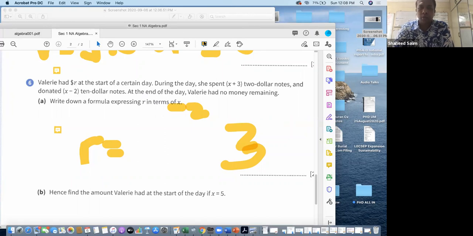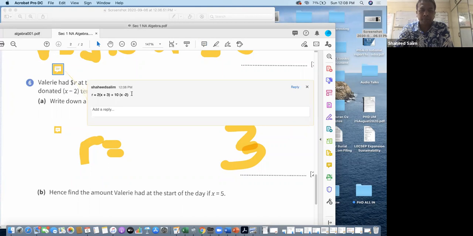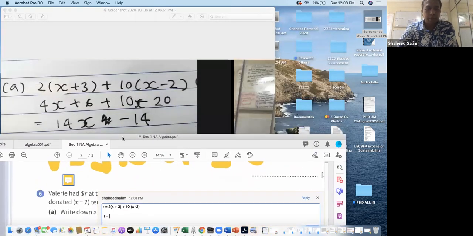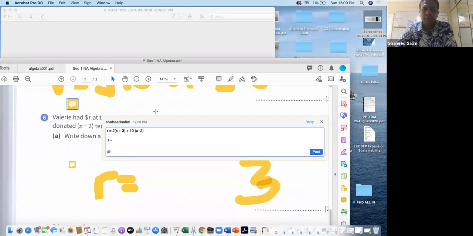So now that's what I'm going to do. You've got to expand it now. R equals, okay, what have you written here? Let's see now. Did you expand it correctly? 2 times x, how come you have 4x? 2 times x is how much? So your final one would be how much? So 2x, right? But at the end, 2x plus 10x becomes 12x, minus 14. So your last part down here, you get 12x minus 14. And this is your equation.